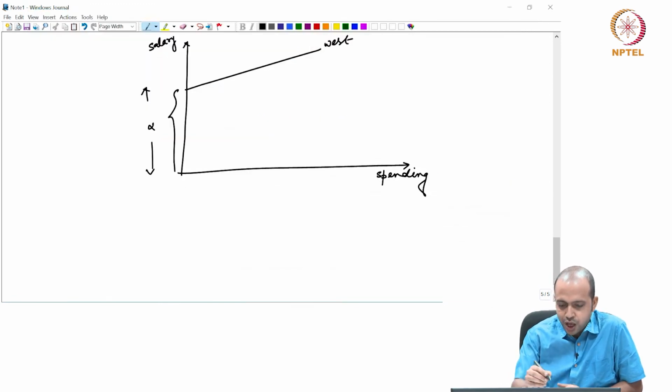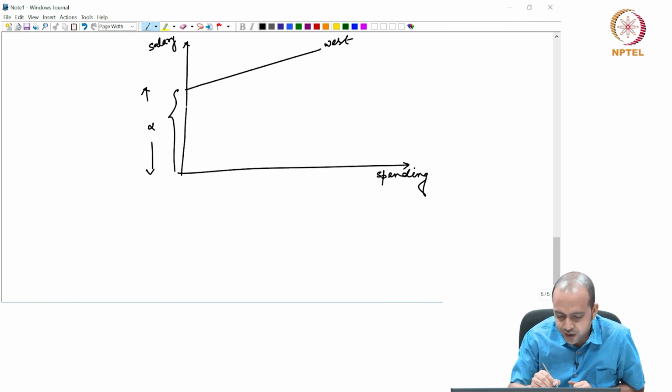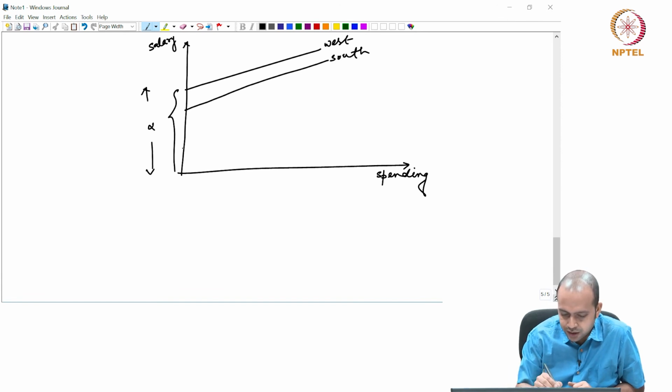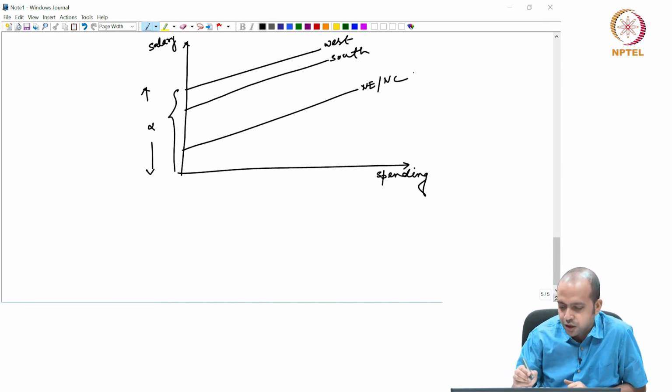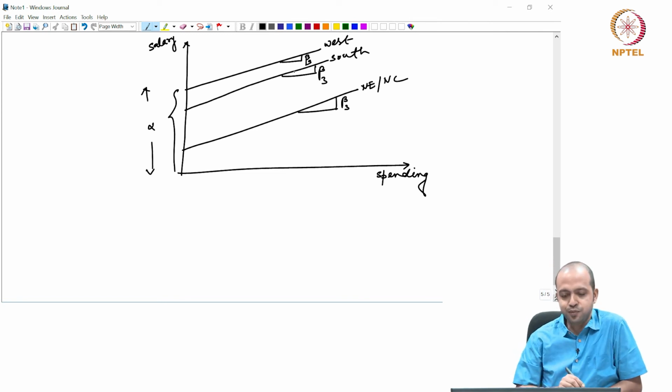So, what I will do? I will put the southern region's value like this. This is for south, and this is for northeast or north central. Okay. Since all this regression they have same slope, and that is beta 3, all these lines are actually parallel. All these lines are parallel, same slope.